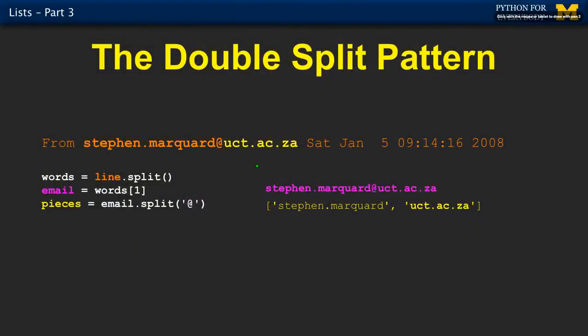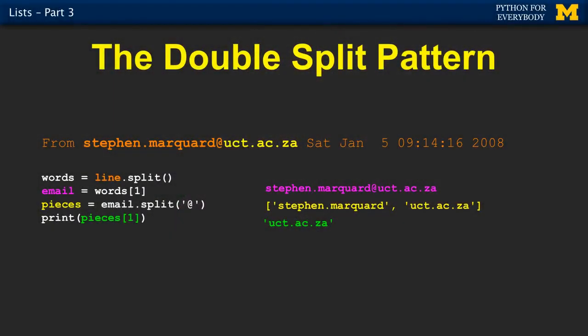Then we're going to do a double split, a second split. We put this variable, word sub 1, into the email variable. Now we're going to split this based on the @, because we know that the email consists of two parts. One is before the @, the second is after the @. Now what we get is a list. You see that it's split based on the @. This is the 0 piece and this is the 1 piece.